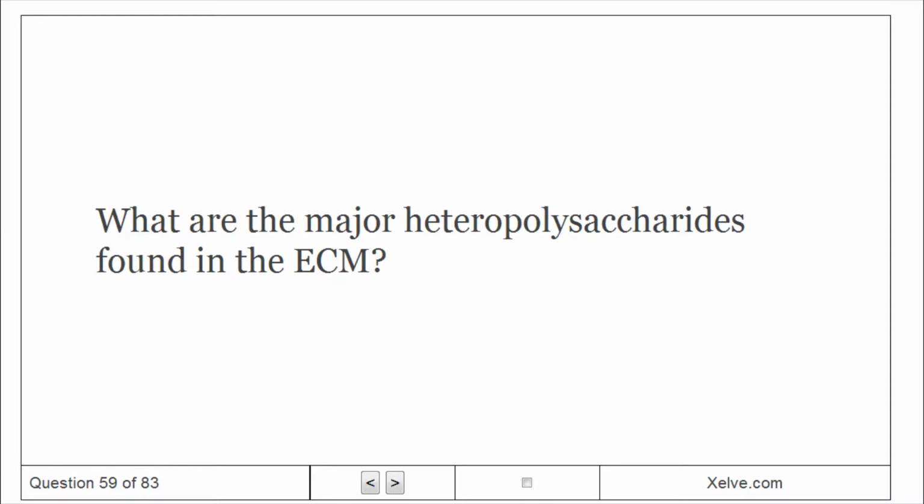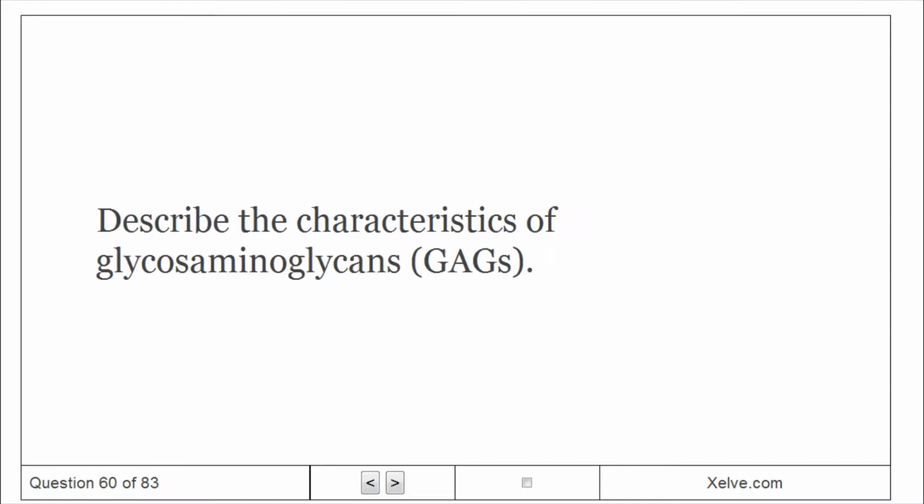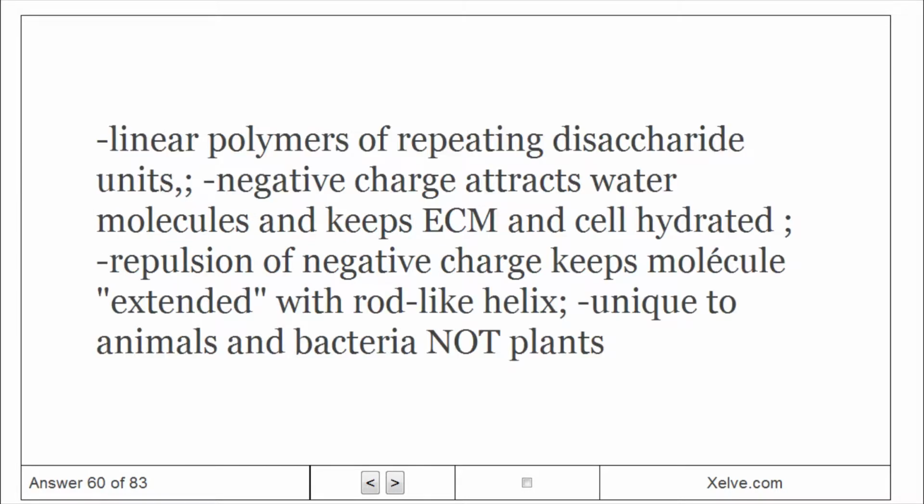What are the major heteropolysaccharides found in the ECM? Glycosaminoglycans. Describe the characteristics of glycosaminoglycans. Linear polymers of repeating disaccharide units. Negative charge attracts water molecules and keeps the ECM and cell hydrated. Repulsion of negative charge keeps the molecule extended in a rod-like helix. Unique to animals and bacteria, not plants.